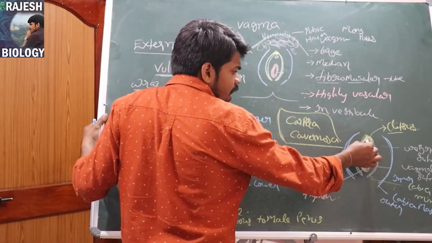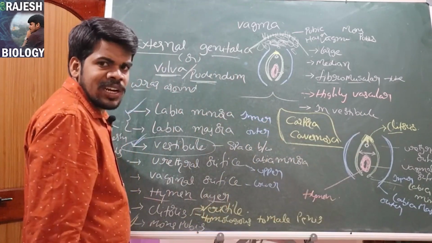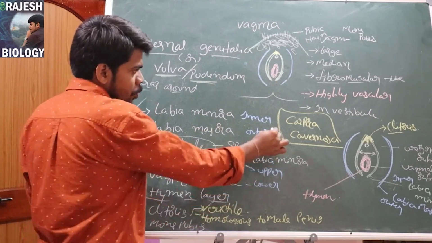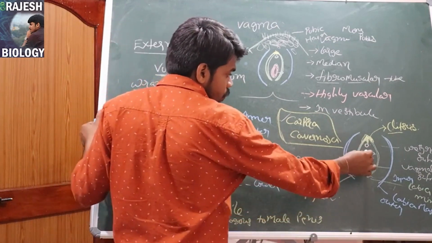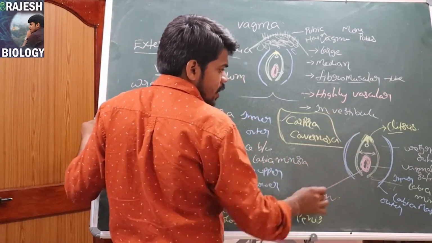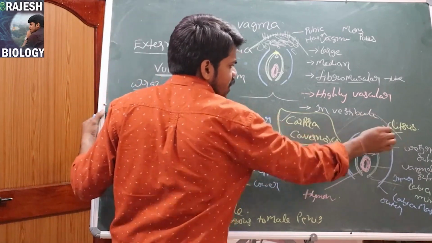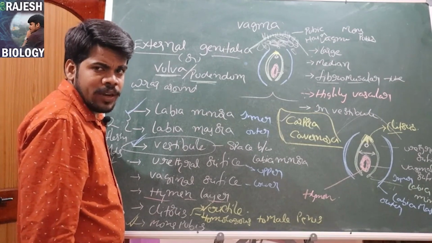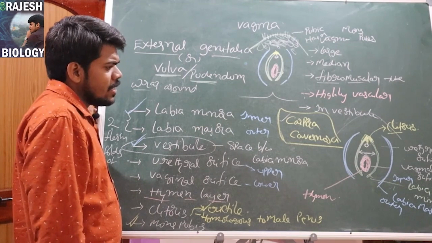And at the upper junction of the labia minora, there is an erectile structure, the clitoris, which is homologous to the male penis. It is also supported by corpora cavernosa, and it lies above the urethral orifice. And above the labia majora, there is a cushion of fat tissue along with the pubic hair, that is called Mons Pubis. Okay, this is the external genitalia.